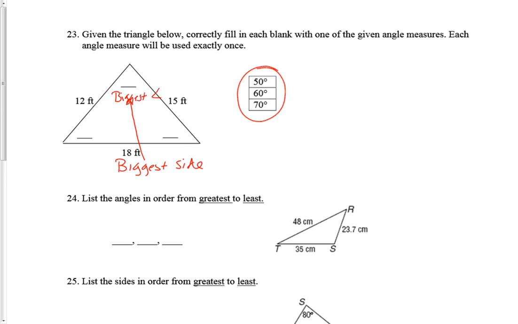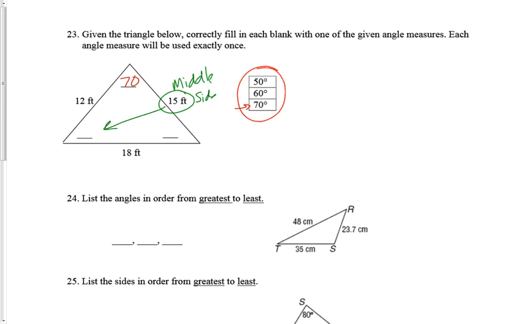So I come over here and I find the biggest angle. That's 70, which means this has to be the 70-degree angle. Next, I'm going to move to the middle side. When I move to the middle side, it is the 15 feet. So for the 15 feet, this is the middle side.